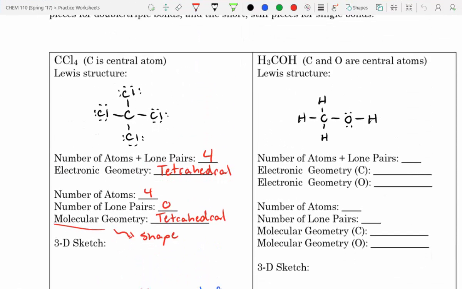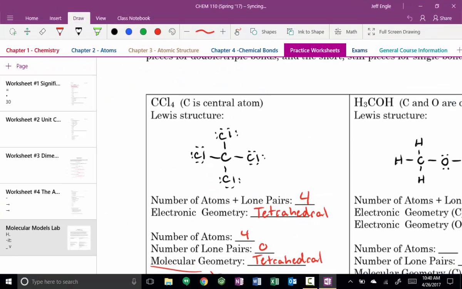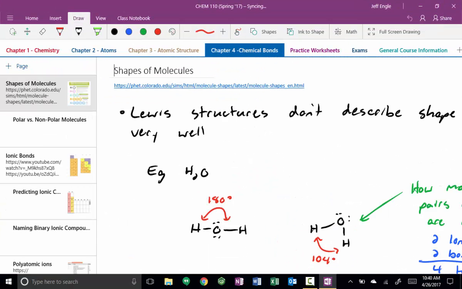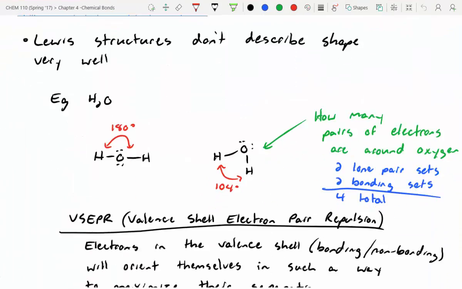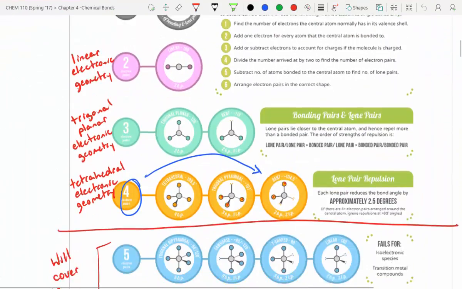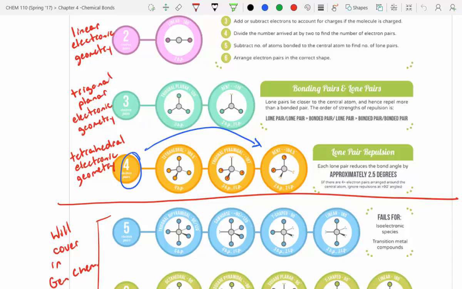So for methanol, I've got my little model made. The first thing we want to do is look at the electronic geometry for carbon. So the electronic geometry, if we go back to that VSEPR sheet, is right here. If we look at that carbon, right, it's got 4 bonded atoms. So which electronic geometry will it be? Will it be linear, trigonal planar, or tetrahedral? Tetrahedral, okay?